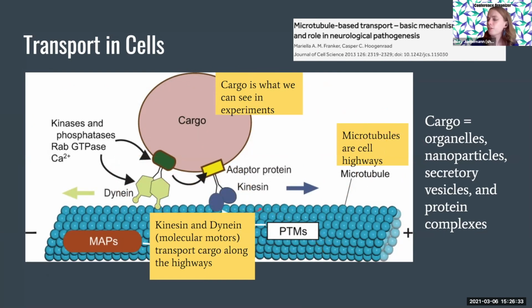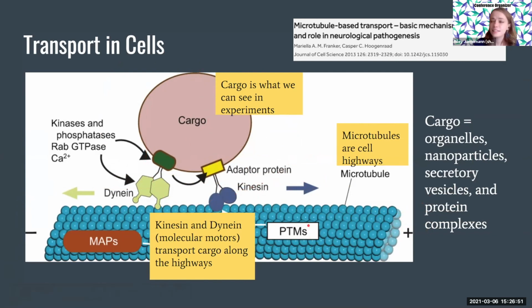There are particular motors that move in particular directions, which further adds to the complexity of this biological context. And there's typically more than one motor attached to the cargo too. But of course, we can't see that. All we're seeing is the cargo.